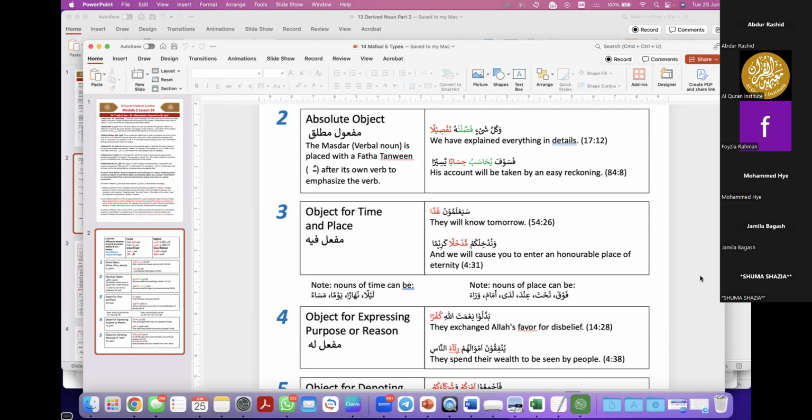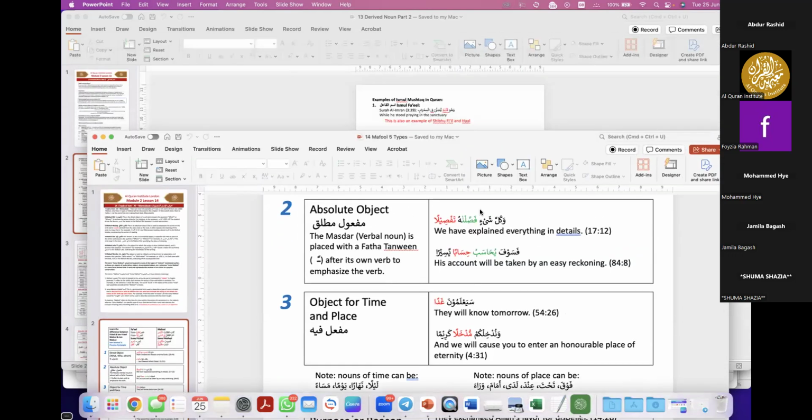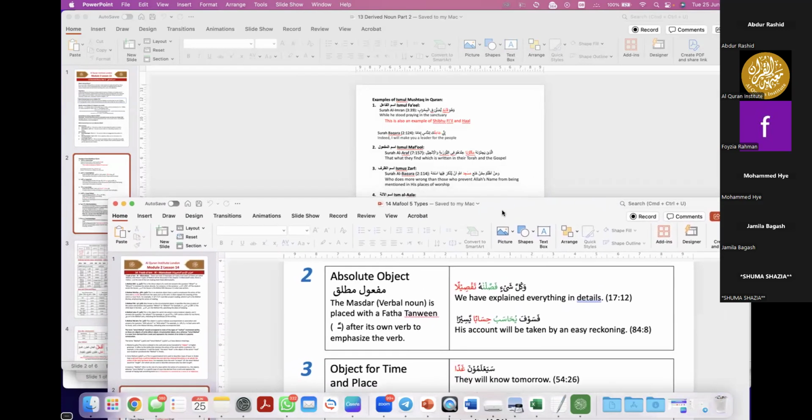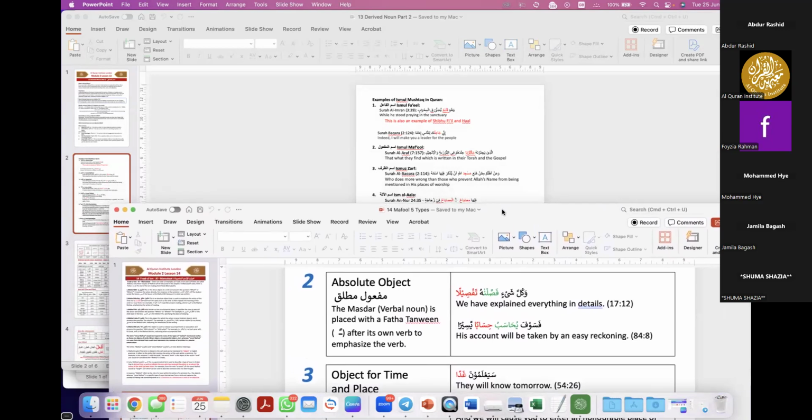Sister Roshanara, are you able to explain maf'ul fihi, if possible? Maf'ul fihi, what does it indicate? Okay, no worry. Who's left? Sister Sarah, are you in a position to tell us about maf'ul fihi? Assalamu alaikum. It is about the place and the time of the action.